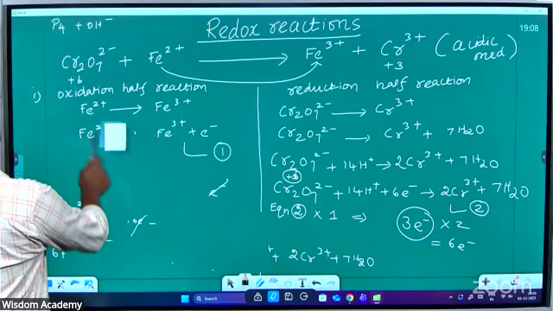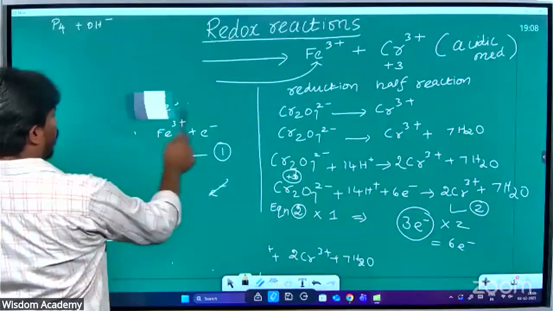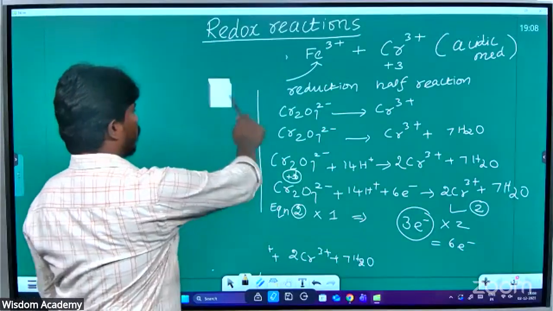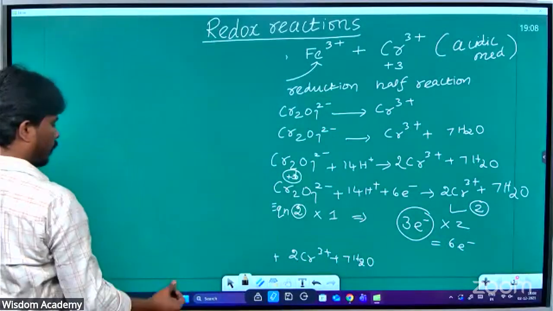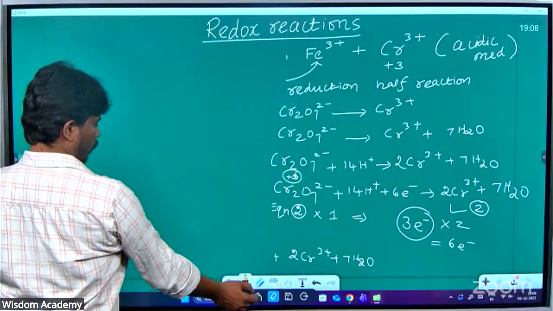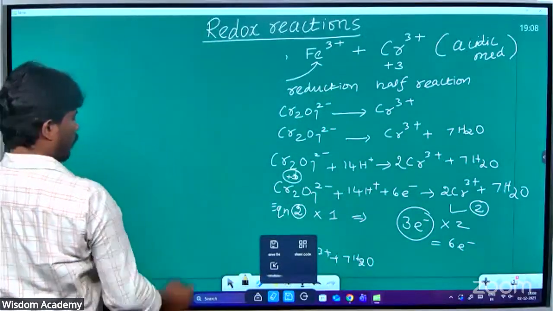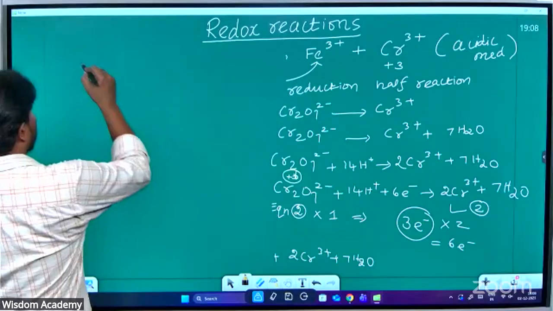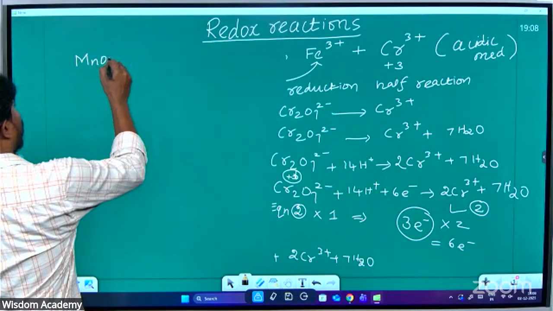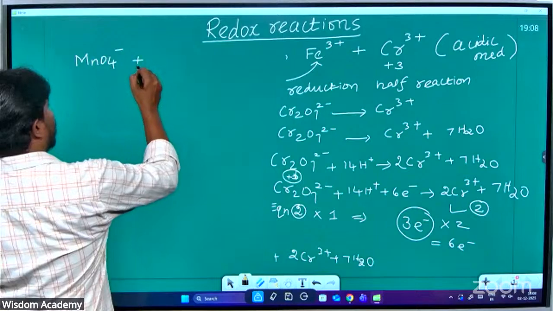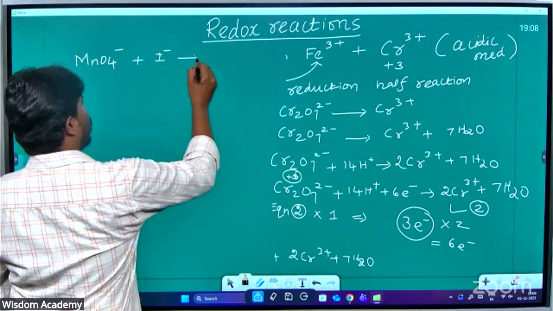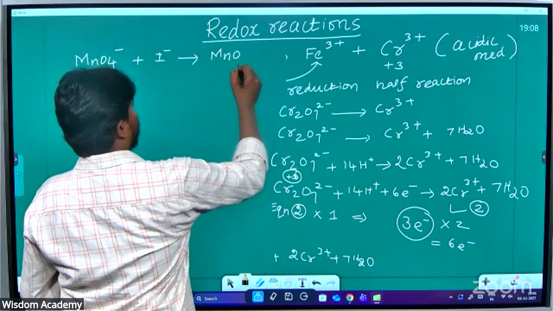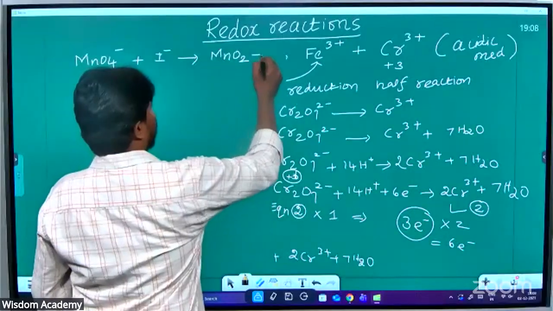Let's take another example. Please note down: MnO4 minus plus I minus gives MnO2 plus I2.